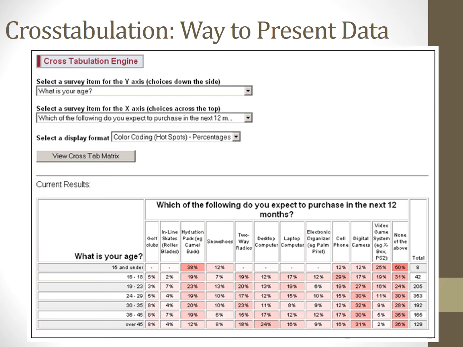Now I'm showing you here a screenshot of asking for the computer to run a cross tabulation. All a cross tabulation is taking a look at the data, rows and columns. Here you have one question. If you look at under current results, it says, which of the following do you expect to purchase in the next 12 months? And you can see all these choices. This is probably somebody's pesky survey they asked folks to fill out online.